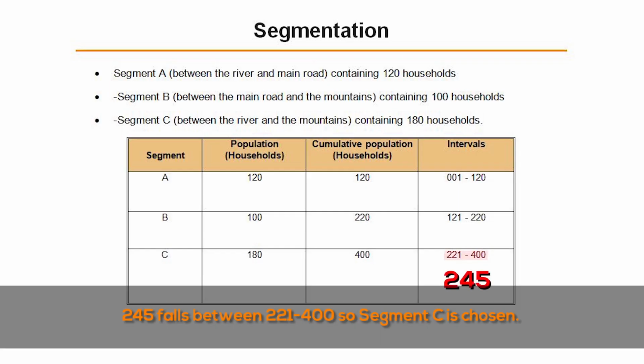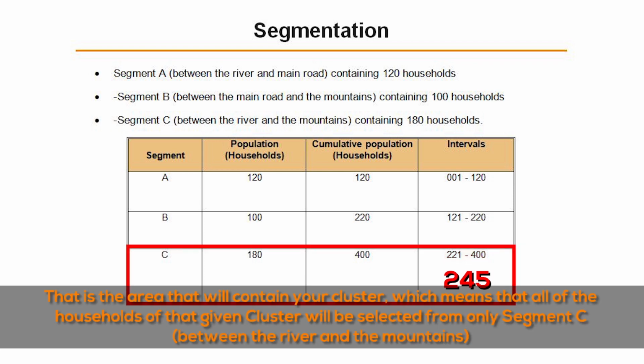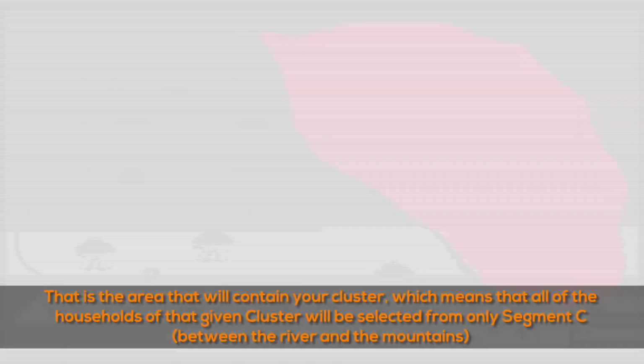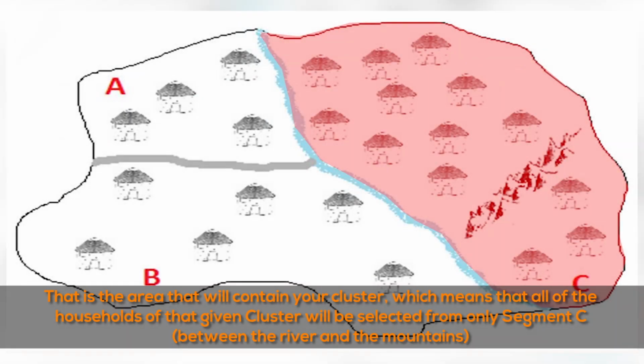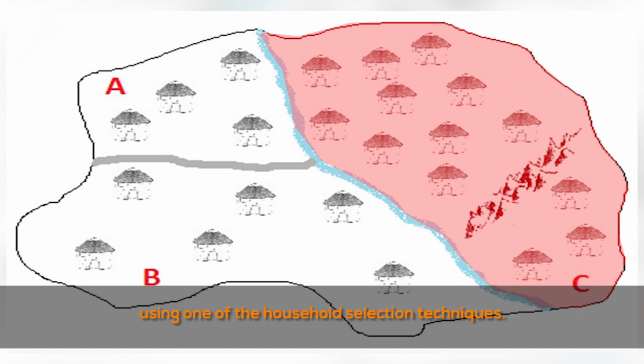245 falls between 221 and 400, so segment C is chosen. That is the area that will contain your cluster, which means that all of the households of that given cluster will be selected from only segment C, between the river and the mountains, using one of the household selection techniques.